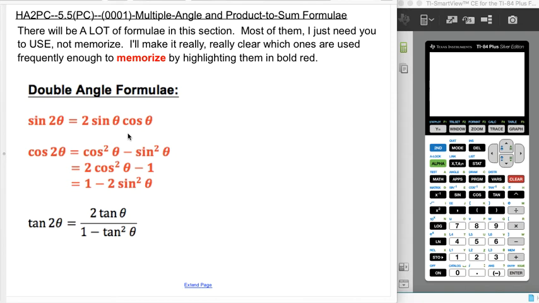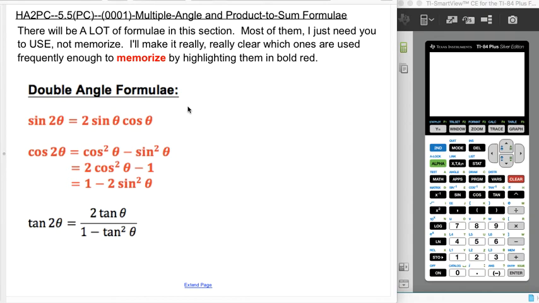I've highlighted them in bold red. So for instance, on this page, you can consider this 2 or you can consider it 4. Here are the formulae I need you to know. Sine of 2 theta equals 2 sine theta cosine theta comes up a lot. Additionally, cosine of 2 theta being one of these 3 options, because it is all 3 of them, either cosine squared theta minus sine squared theta, 2 cosine squared theta minus 1, or 1 minus 2 sine squared theta. Those come up a lot.